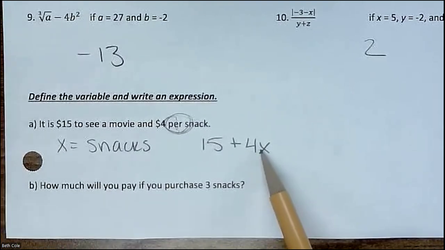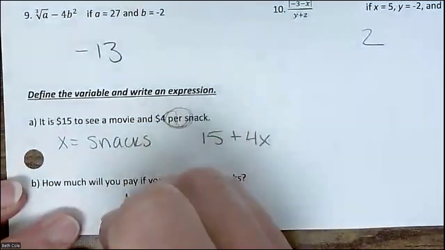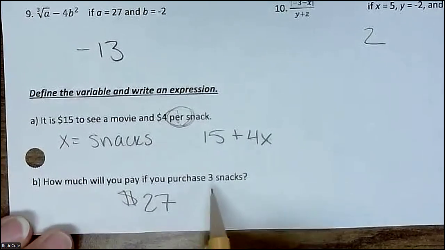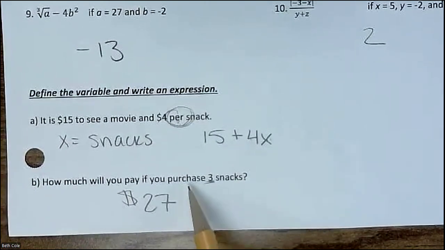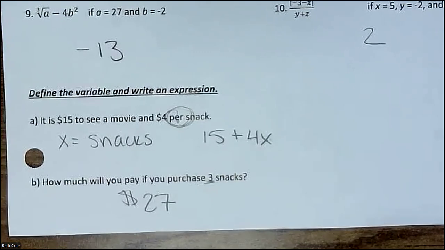Yeah, 3 times 4 is 12. You're just plugging 3 in. 3 times 4 is 12 plus 15 is 27. Oh, just because it says 3. Like if you bought 3 snacks, we just plug 3 in for x. So 3 times 4 is 12. And then 12 plus 15 was 27. You could use the calculator too. I didn't feel like opening the calculator.